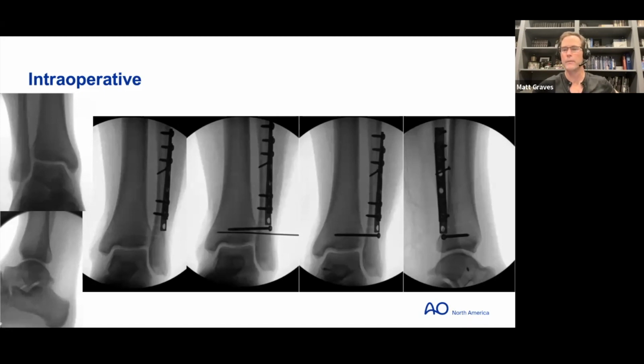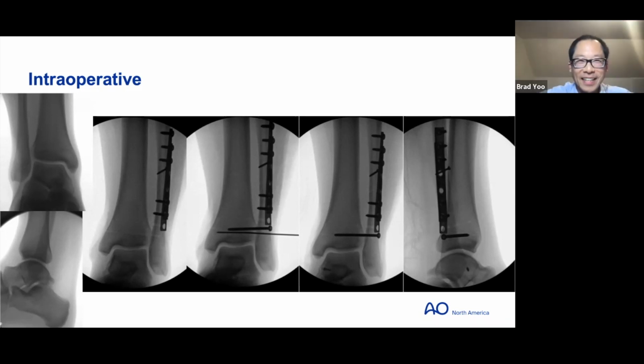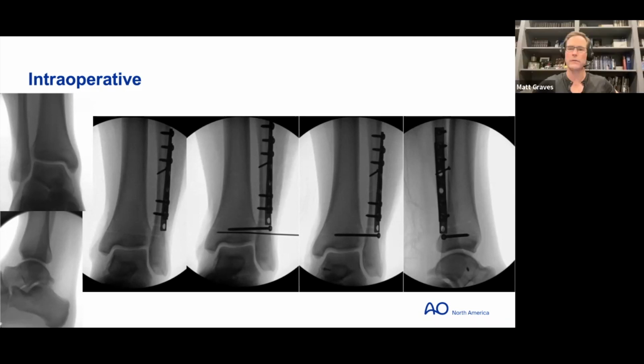I'm more aggressive in repairing the deltoid than what you described, Tim. I may have some that I've repaired non-anatomically. In fact, I think most of them are probably somewhat non-anatomic, but I have not recognized one that was problematic in terms of rotation after that. So, yeah.